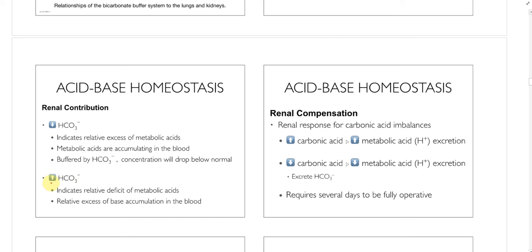Okay, and then if we've got a high level of bicarbonate in the body, that's going to indicate that we have a deficit of metabolic acids, because there's nothing for the bicarbonate to really bind to try to control and buffer. So that means we have an excess of base in the body. So we can think of it as if bicarb is going up, that means pH has gone up, which means that person is alkalotic. It gets more complicated than that, but we'll get into that.